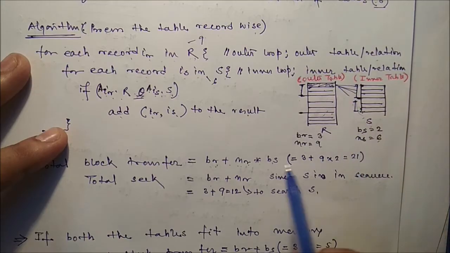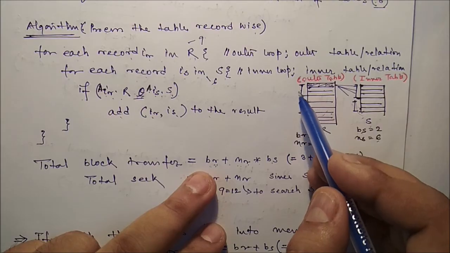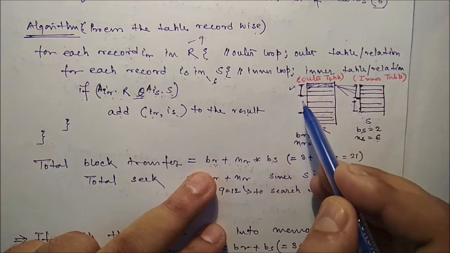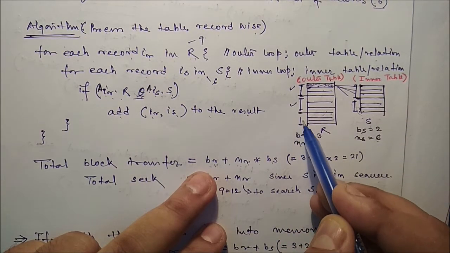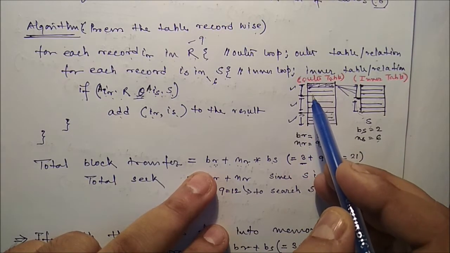Are you getting this one? So total block transfer will be what? BR. So first we have to transfer this block, and this block. So total is what? It is 3. So first pick up this one.